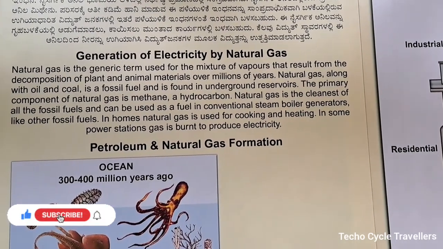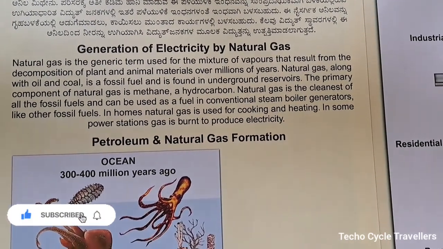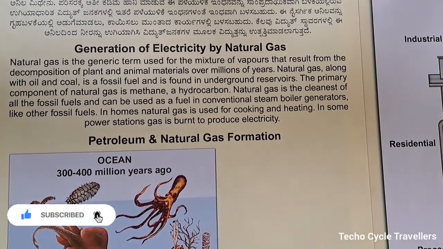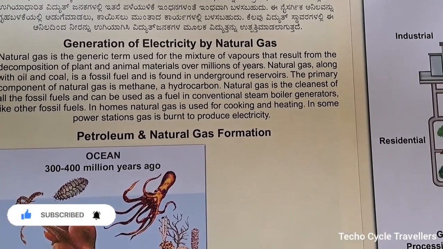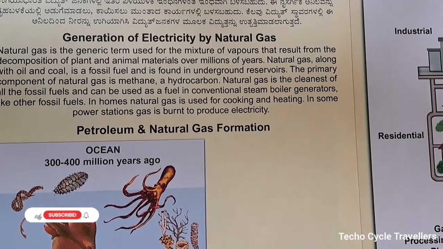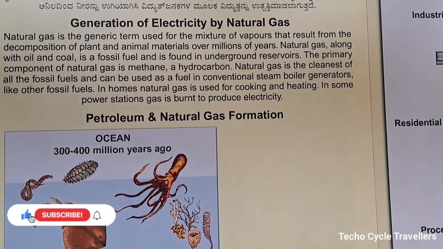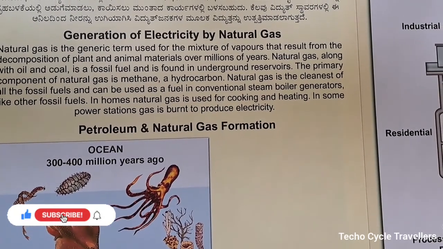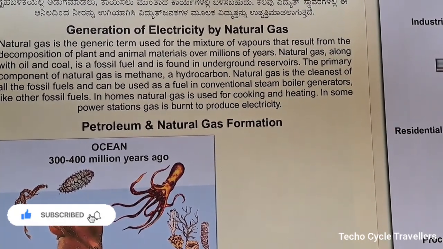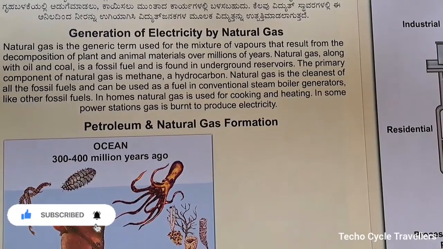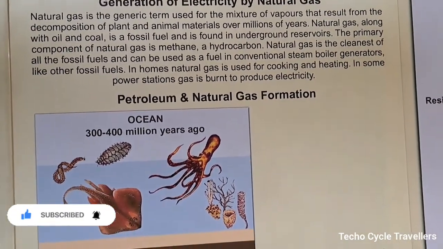Natural gas is the cleanest of all fossil fuels and can be used as fuel in conventional steam boiler generators like other fossil fuels. In homes, natural gas is used for cooking, heating. In some power stations, gas is burnt to produce electricity. Petroleum, natural gas formation.